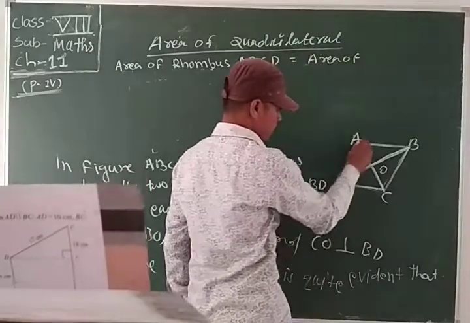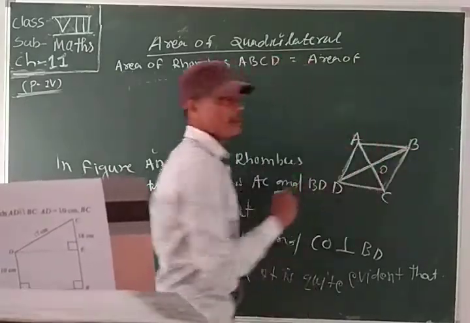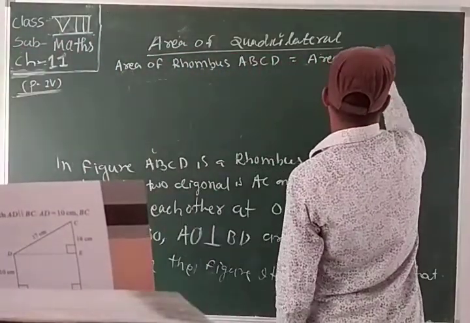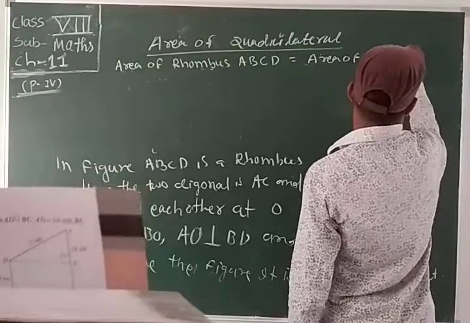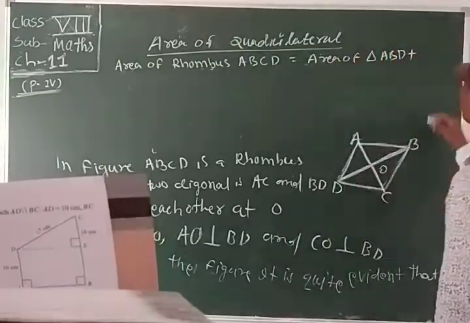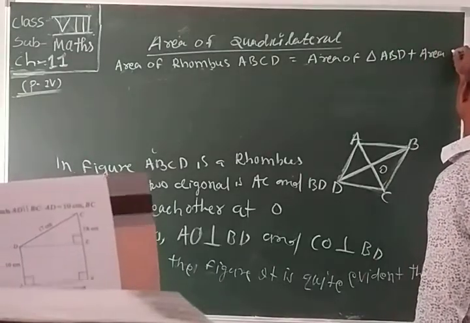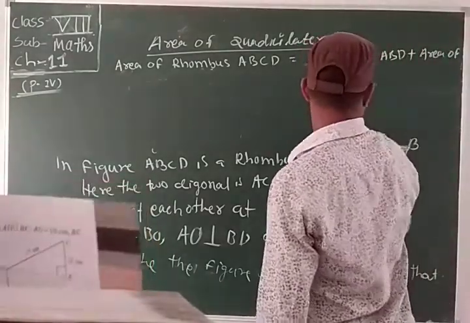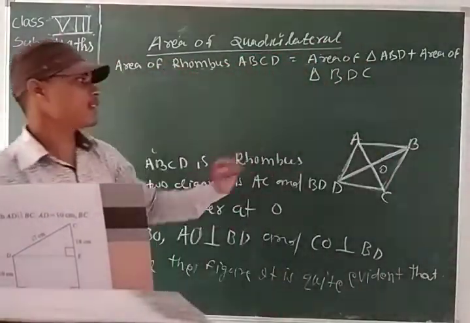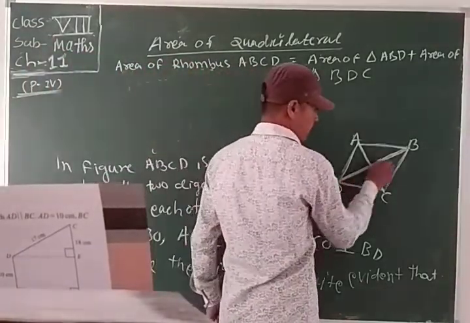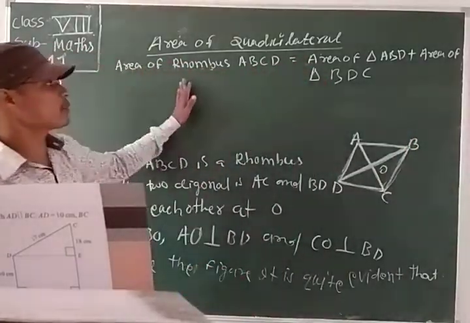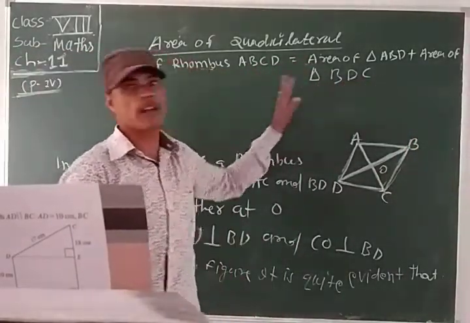Area of rhombus ABCD equal to area of triangle ADB plus area of triangle BCD, that is area of triangle ABD plus BDC. There, how many triangles form? ABD and BDC are the triangles. Then the area of ABCD equals area of triangle ABD plus area of triangle BDC.